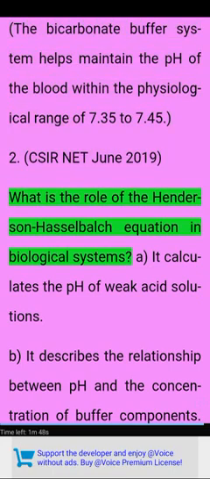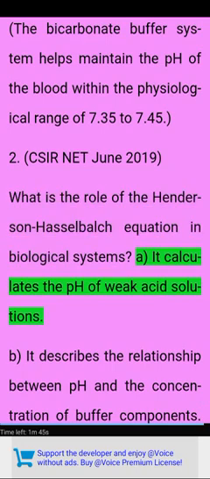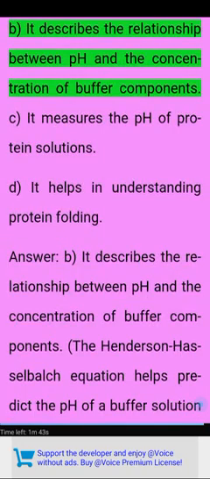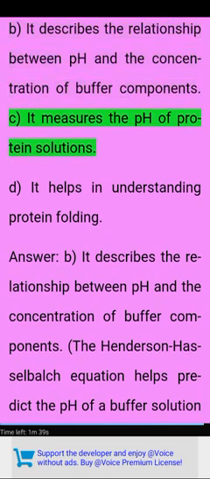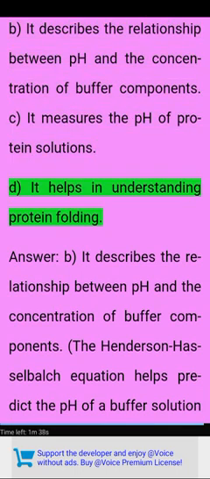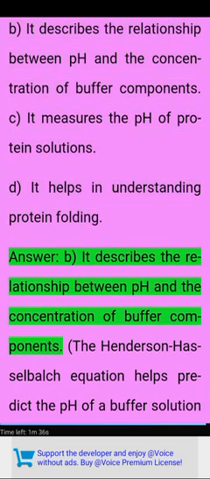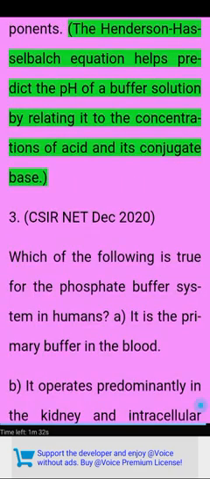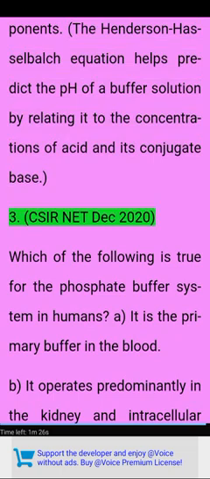2. CSIR NET June 2019. What is the role of the Henderson-Hasselbalch equation in biological systems? A. It calculates the pH of weak acid solutions. B. It describes the relationship between pH and the concentration of buffer components. C. It measures the pH of protein solutions. D. It helps in understanding protein folding. Answer: B. The Henderson-Hasselbalch equation helps predict the pH of a buffer solution by relating it to the concentrations of acid and its conjugate base.